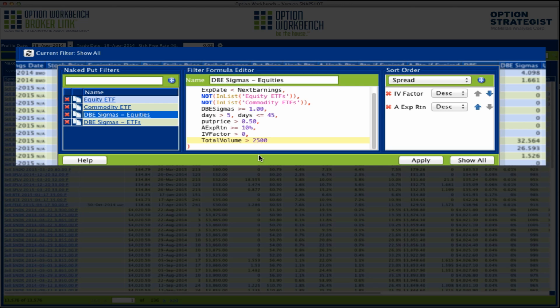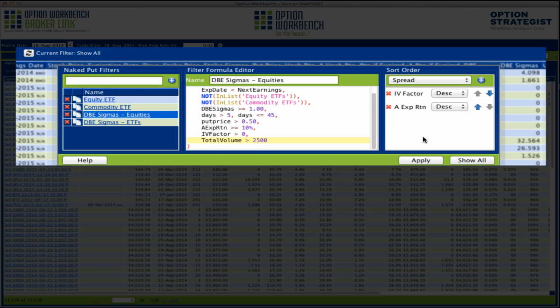And then finally, the final criterion is I want the total option volume. This is not the volume of the underlying equity, but the total option volume for the prior day to be greater than 2,500 contracts. This is because I want some liquidity. I don't want to sell a put and then have all the open interest and not be able to get out if I have to, if the expectation goes negative and my probabilities go negative.